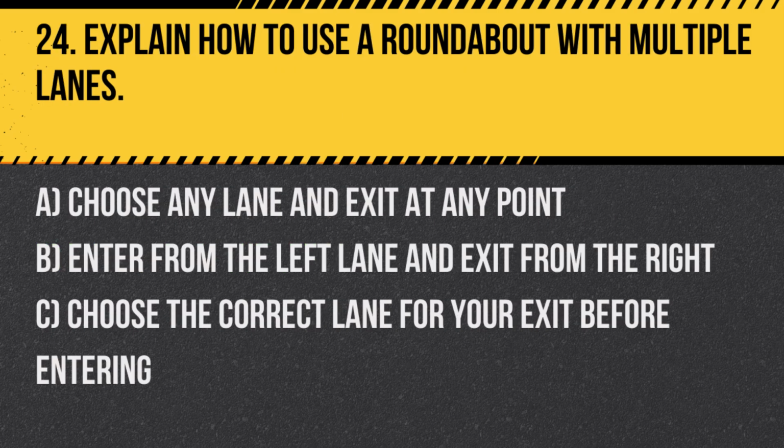Question 24. Explain how to use a roundabout with multiple lanes. A. Choose any lane and exit at any point. B. Enter from the left lane and exit from the right. C. Choose the correct lane for your exit before entering.